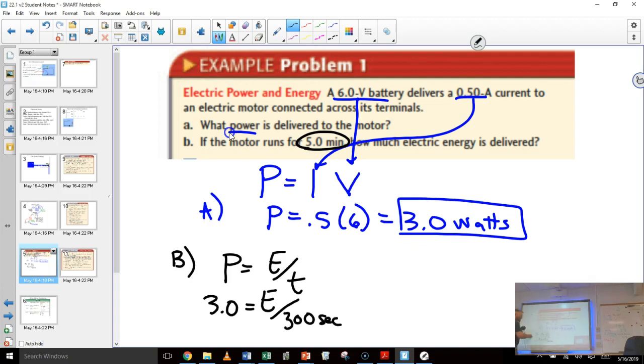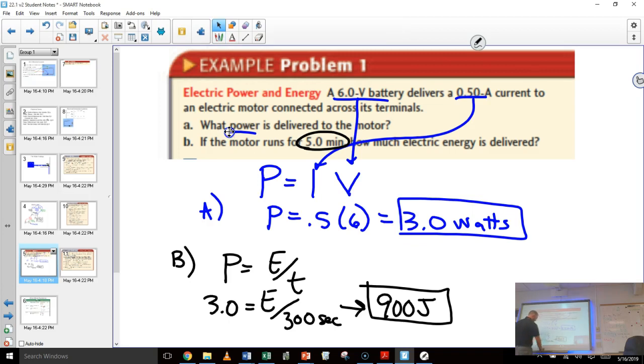So when you multiply these, 300 times 3 is equal to 900. That's 900 joules, like that. That's how much energy that you just consumed.